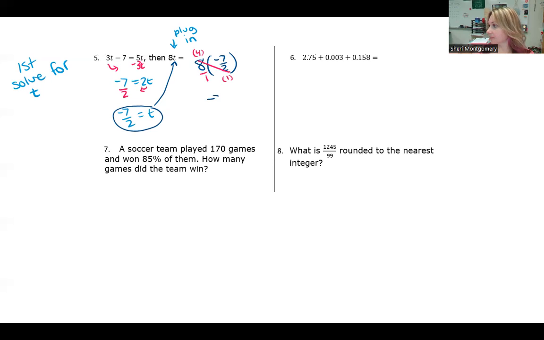Four times 7? 28. And it's negative. So -28 over 1, which is the same thing as just -28. So remember, t is not your answer. Don't go pick that answer. That's not the answer. You got to go plug it in.